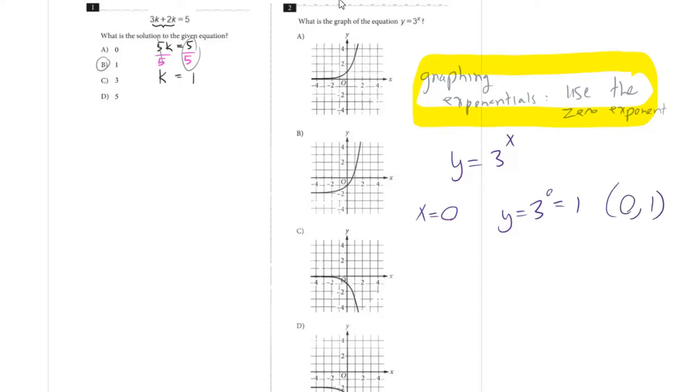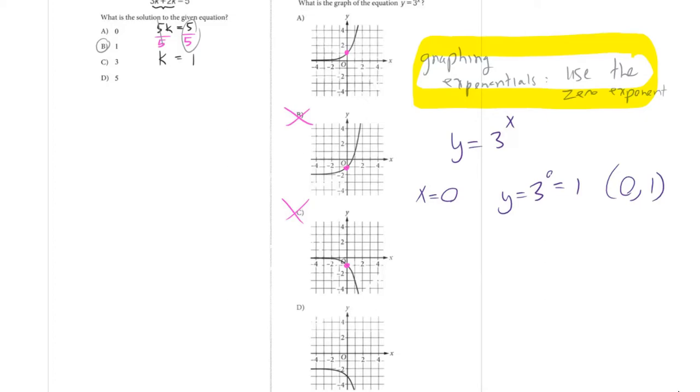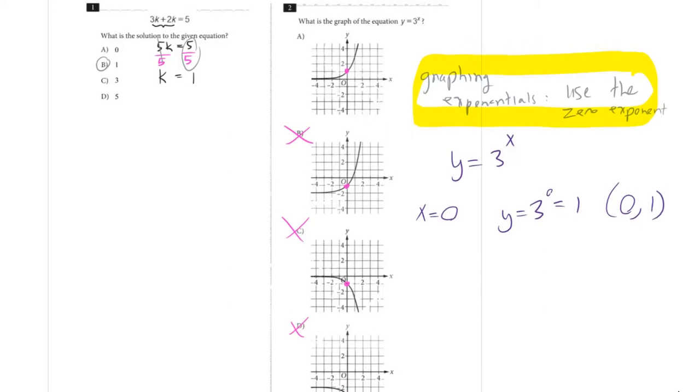And we're seeing that on answer choice A. We're not seeing it on answer choice B, so we already know B is wrong. We're not seeing that point on answer choice C. That one's passing through 0 and negative 1, not 0 positive 1. And we're also not seeing it on answer choice D because that one is passing through 0, negative 3. So just by finding out that this equation passes through x equals 0 and y equals 1, that's enough for us to pick answer choice A for number 2. Now we're going to number 3.